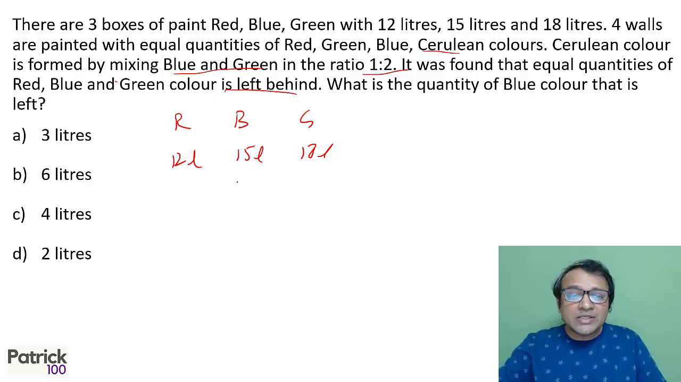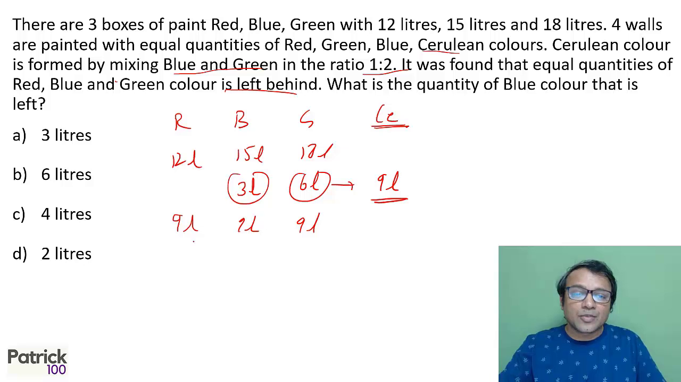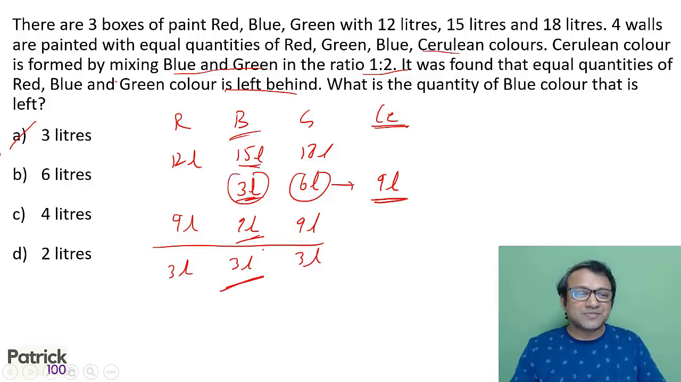It means whatever extra there is, blue has 3 liters extra and green has 6 liters extra. This must be used for cerulean color. That means 9 liters was used. If 9 liters was used, that means 9 liters was used for red, blue, and green each. So in the end, what will remain is 3 liters, 3 liters, 3 liters. So the quantity of blue color remaining was 3 liters. From 15 liters, 3 liters was used for cerulean color and 9 liters was used for making blue color. So if you remove this, what remains is 3 liters, A option.